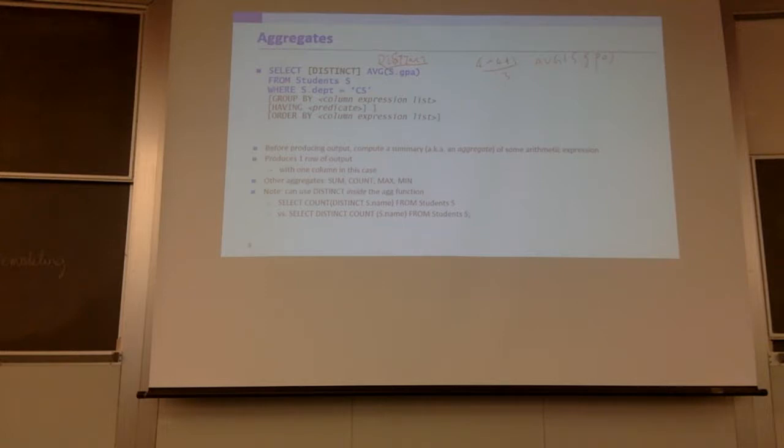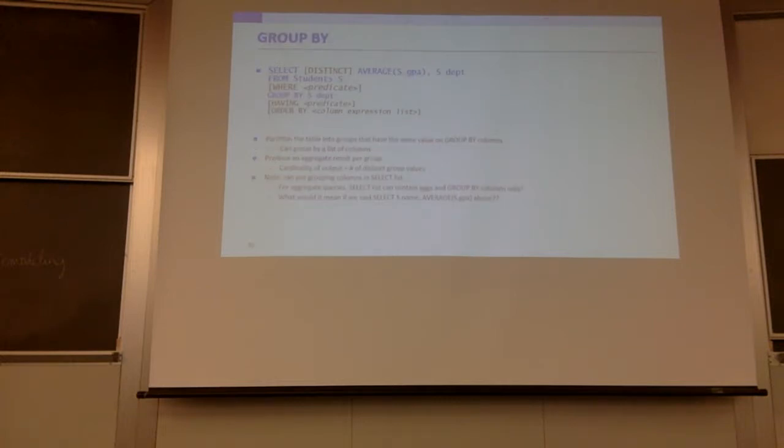Okay. So suppose your GPA column is like this. So basically you have 4, 4, 3. Then for average of distinct as GPA, this is going to be 4 plus 3 over 2. Okay. So basically you do a distinct before you actually do the aggregate. Okay. That's the use of distinct.